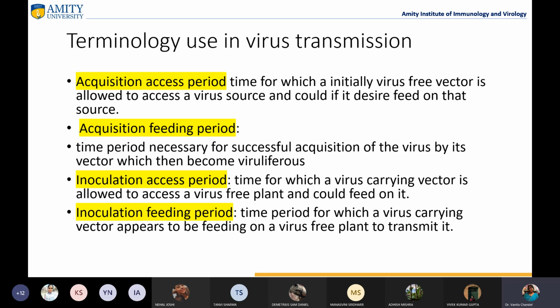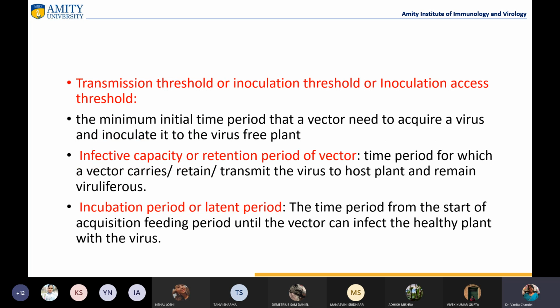Inoculation feeding period: the time period for which a virus-carrying vector appears to be feeding on the virus-free plant to transmit it. So these terms look very similar, but they are different, right? One terminology is different in each definition. Transmission threshold or inoculation threshold or inoculation access threshold. That means the minimum initial time period that a particular vector needs to acquire a virus and then inoculate it to the virus-free plant. So there is a minimum time period.